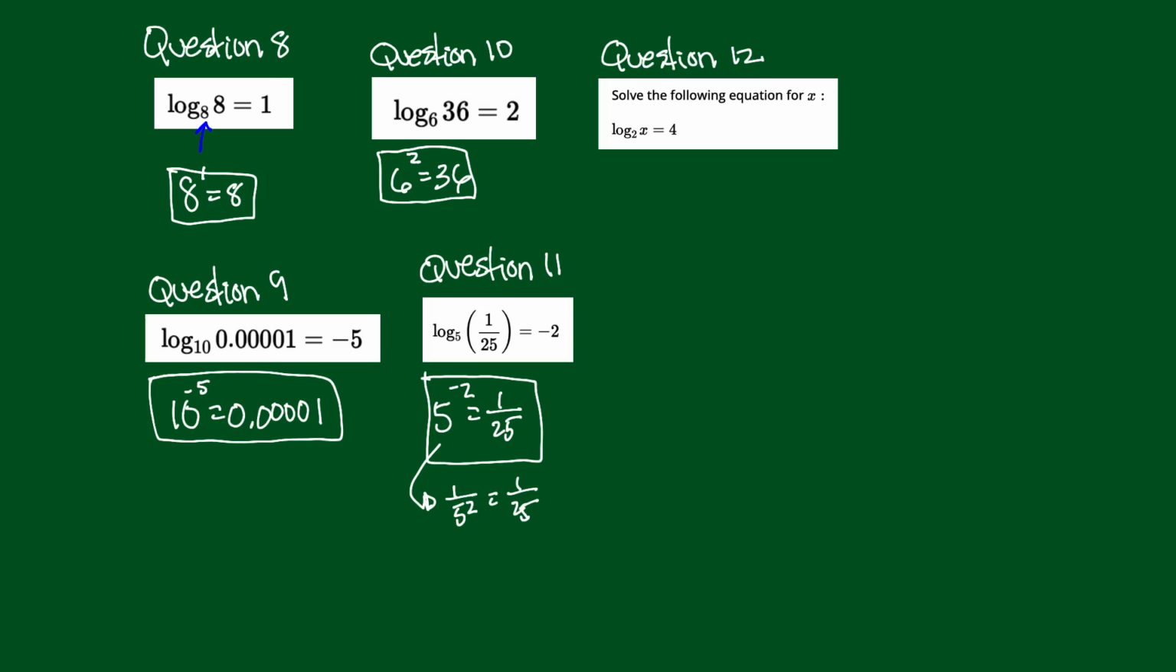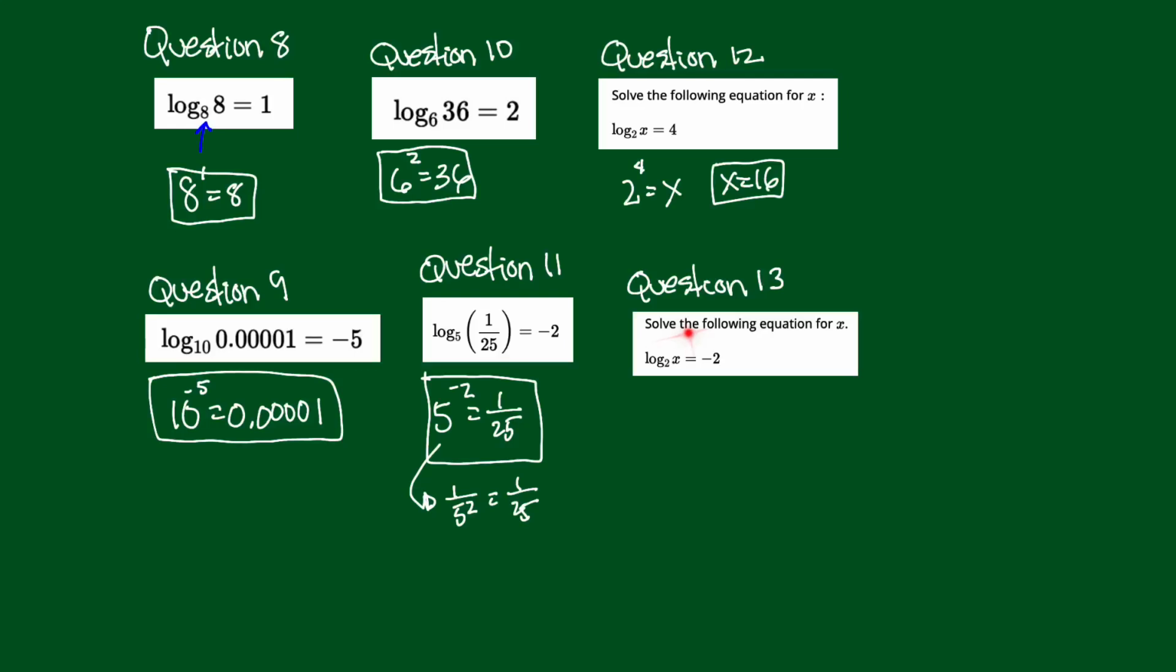Well, in question 12, we want to solve this equation here for x. Now, I'm going to convert it to a more familiar form. I'm going to convert it from log form to exponential form. So I know that the logarithm is the exponent. So the exponent here is 4. It's going to go on that base. 2 to the 4th, that's equal to x. And 2 to the 4th, that's 16.